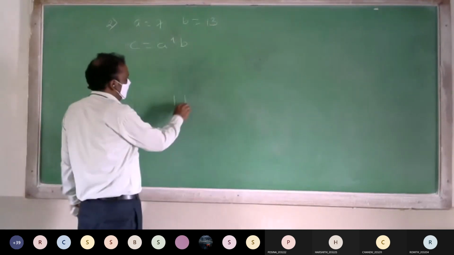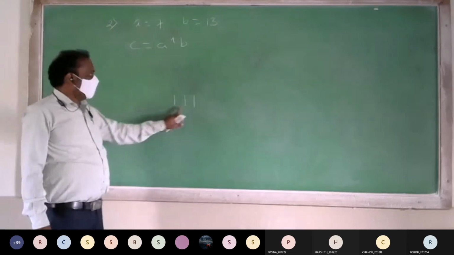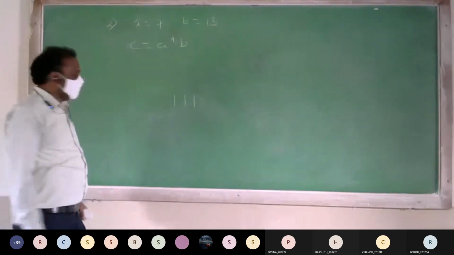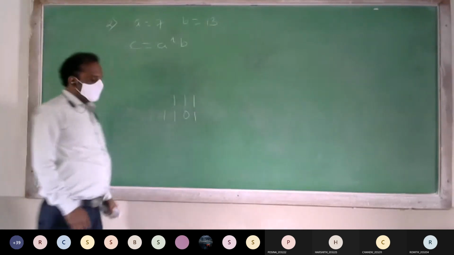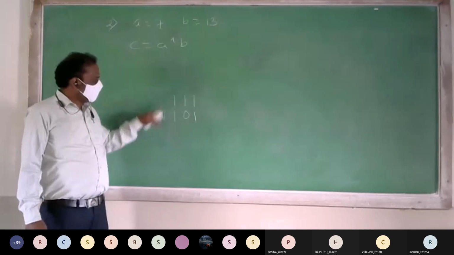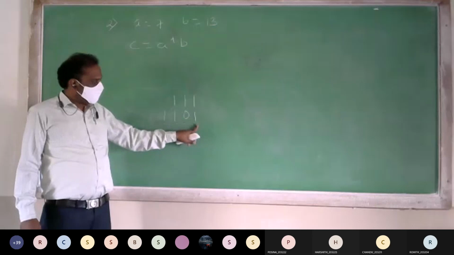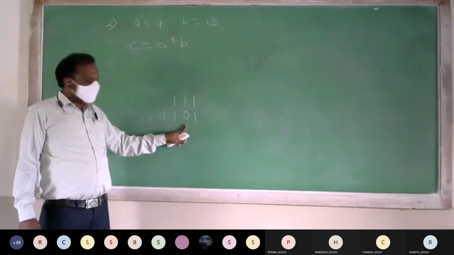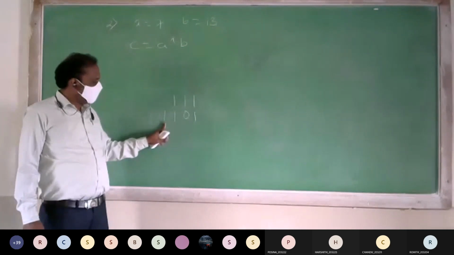Now we can see. What is 7? 7 means 4 plus 2 plus 1. What is 13? 13 means 8 plus 4 plus 1. Why is this 8? Because 2 power 3. This is 2 power 2, this is 2 power 1, this is 2 power 0. 2 power 0 is 1, 2 power 1 is 2, 2 power 2 is 4, 2 power 3 is 8.